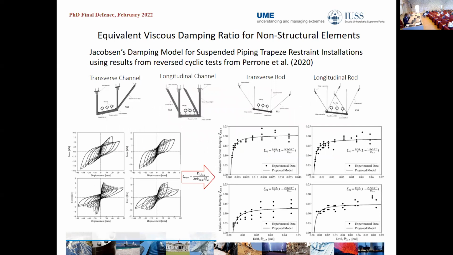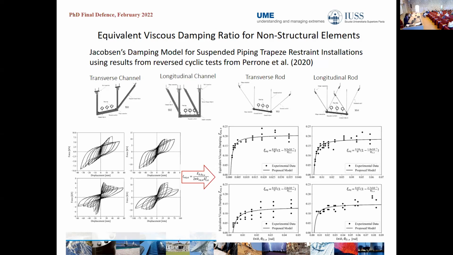So first we will see the results for suspended piping trapeze installations. We used the results from reverse cyclic tests performed by Perrone et al. Perrone et al. tested the transverse channel, longitudinal channel, transverse rod, and longitudinal rod trapezes. The results of the tests are presented here in the first plot. If we apply Jacobsen's damping model, we get the results that you see here in the second plot.